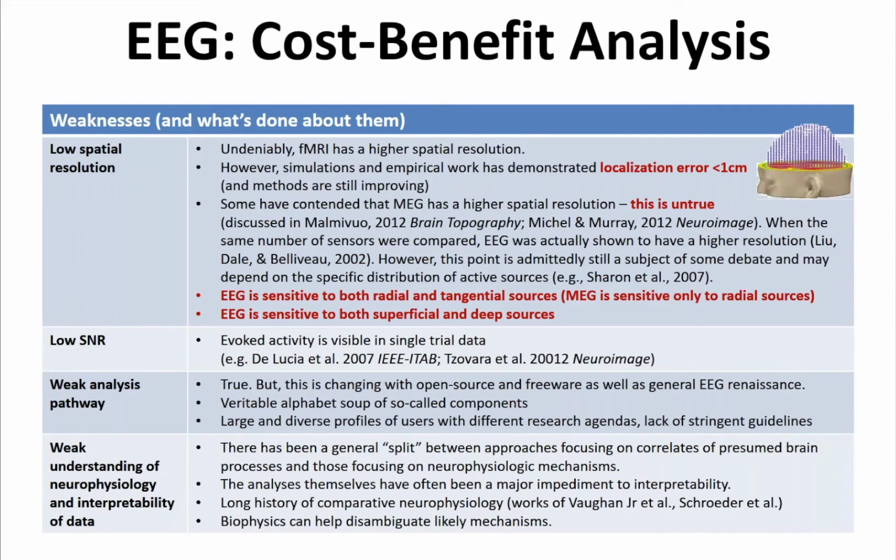I think there aren't enough studies about comparative neurophysiology. In that regard, I think predominantly of people like Herbert Vaughan Jr. and again, Charles Schroeder, both of whom were working at Albert Einstein College of Medicine. I had the good fortune to work with both of them. But what they did was compare intracranial work in non-human primates with surface recordings in non-human primates, which allowed for some important insights about the underlying neurophysiology of EEG. And of course, biophysics can help us look at some of the underlying mechanisms more intensively.